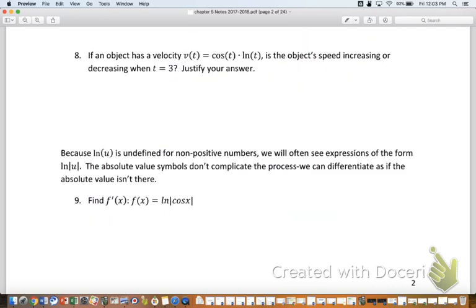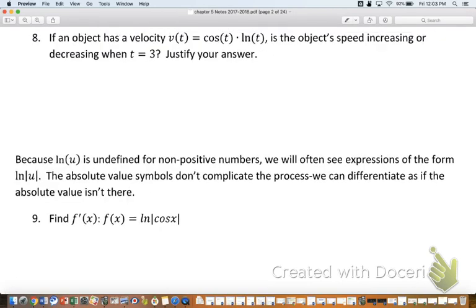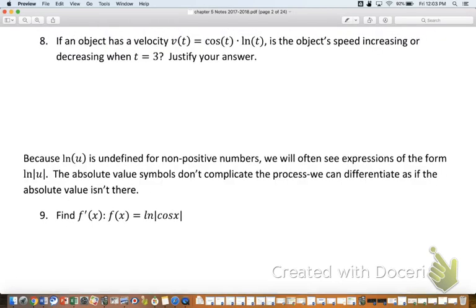Number 8 is kind of a cool combination. I would say this is definitely a calculator active question, so if you don't have your calculators out, go ahead and do so. This brings back an old concept, right? It says, is the object's speed increasing or decreasing at t equals 3? You're supposed to give a justification for your answer. So using your calculator, see if you can arrive at a conclusion and practice writing out your reasoning for this. And then we'll do number 9. I'll kind of do that one with you.